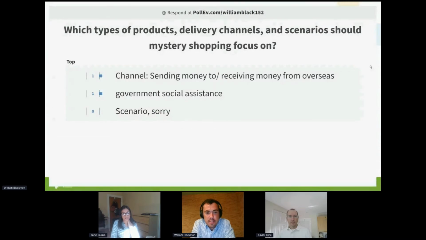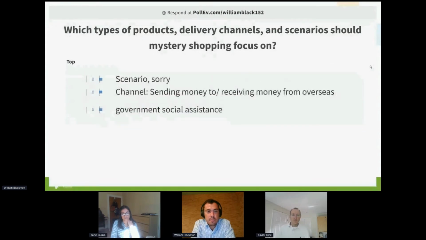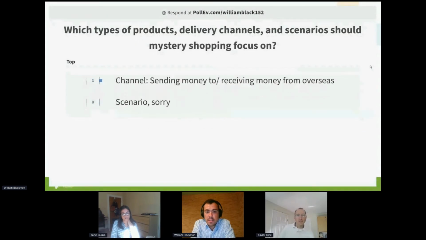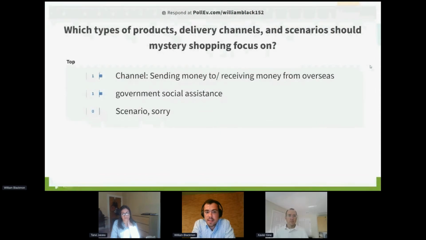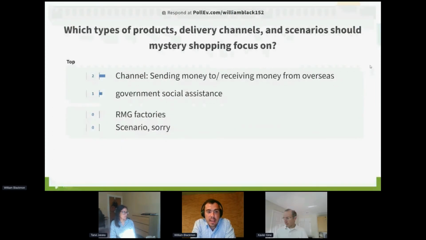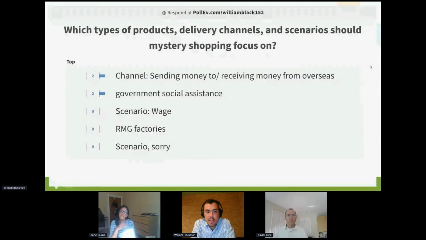Government social assistance, I guess this is referring to social assistance payments made over mobile money channels. This is definitely something of interest as well to IPA. IPA has done work exploring issues around social assistance payments through mobile money in the past, and has certainly found that issues around overcharging or agent misconduct are quite prevalent. So definitely can understand that as well.